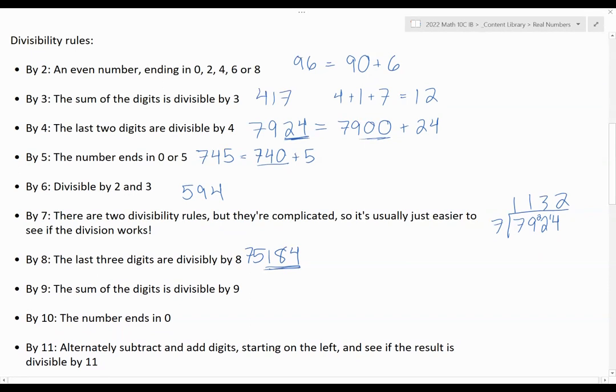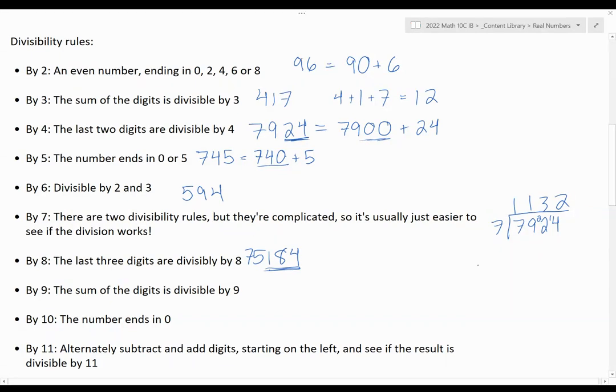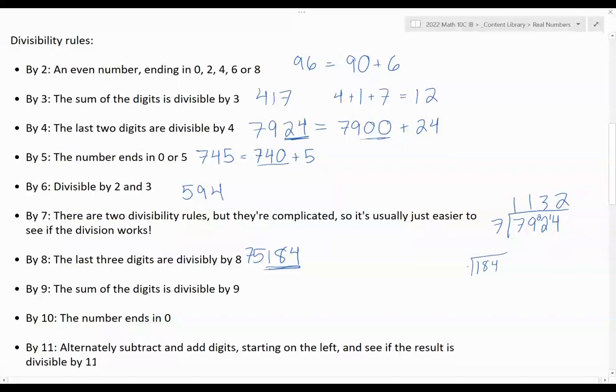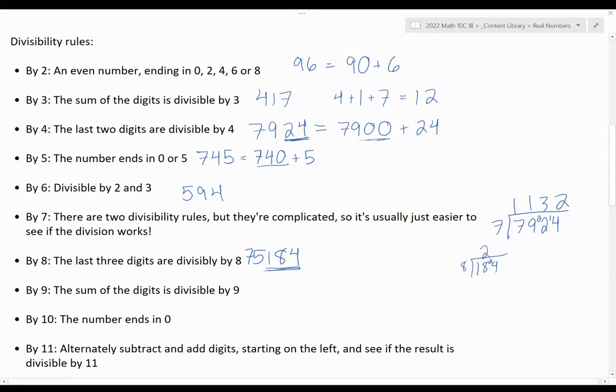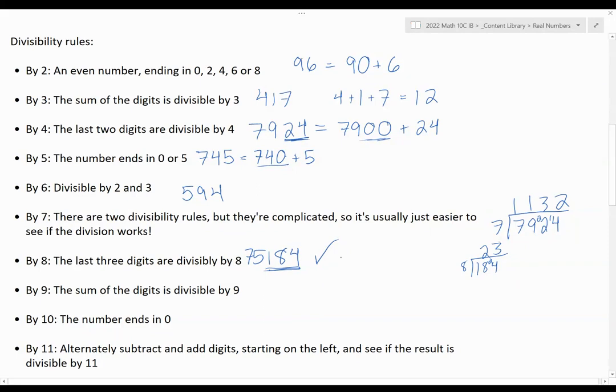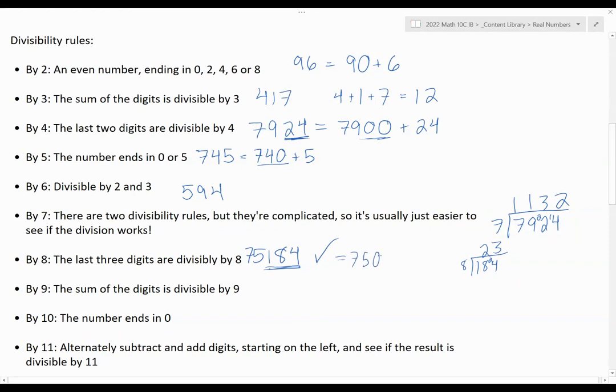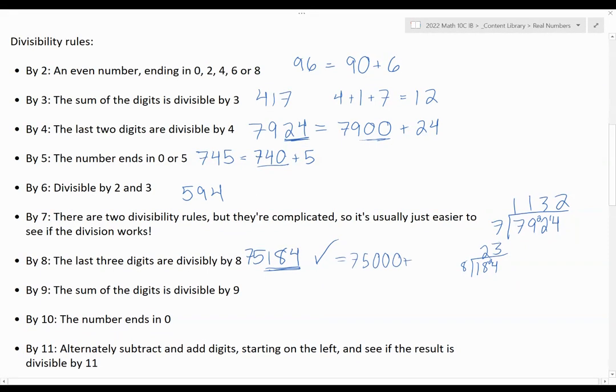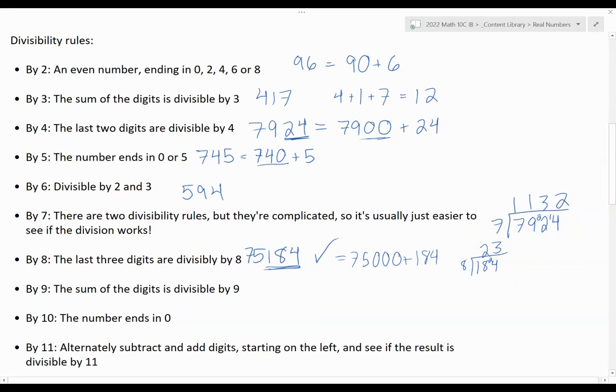Now, I don't immediately know if it's divisible by 8, so I have to check, but it's a little quicker to check if a 3-digit number is divisible by 8 than to check if that entire 5-digit number is divisible by 8. So I can just look at 184 divided by 8, and I get 23. So yes, that is in fact divisible by 8. And again, the explanation is very similar to 2 and 4. This is 75,000. Any thousands place is always going to be divisible by 8 because 1,000 is divisible by 8.